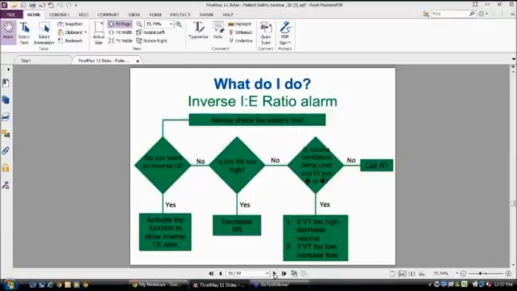And so just adjusting those can really help fix that inverse IE ratio. If none of those seems to be the problem, then the next thing to do is call your respiratory therapist to the bedside and figure out a problem together.